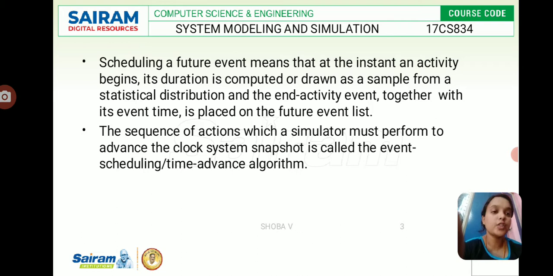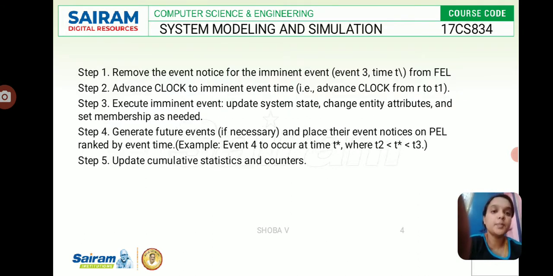The sequence of actions which a simulator must perform to advance the clock and system snapshot is called event scheduling or the time advance algorithm. For example, if an event is under process and any other event is still under process, there is no effect on each other; each will work as it is. And if it is necessary to put an event in the future, then we can go for the future event list and see the event notices. These are the steps we can follow in this concept.